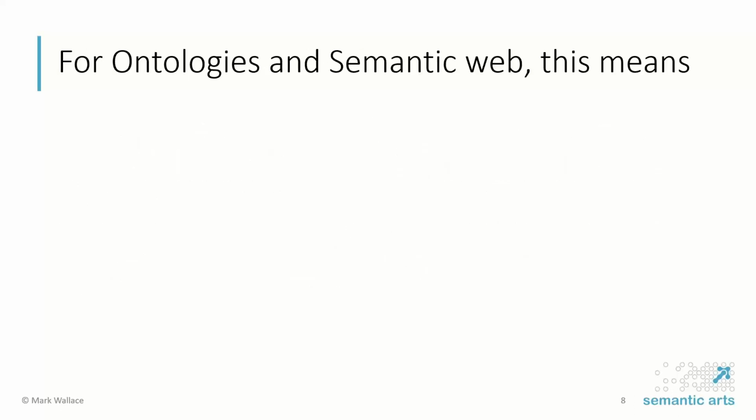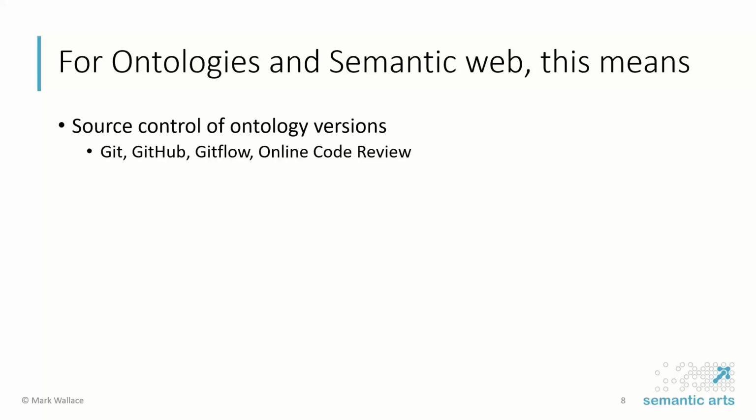So what does that mean for ontologies and the semantic web? Well, source control of ontology versions, right? Just like others are source controlling their software, their code. So again, the same things: using Git, GitHub, Gitflow, online code review, Bitbucket. And I would say Gist, getting back to that just a tiny bit, is now maintained this way. I think it's been on GitHub for quite some time, but we've normalized our process. We've made it public. We're using issues. We're using the Gitflow standard source control practices, which we didn't used to do.